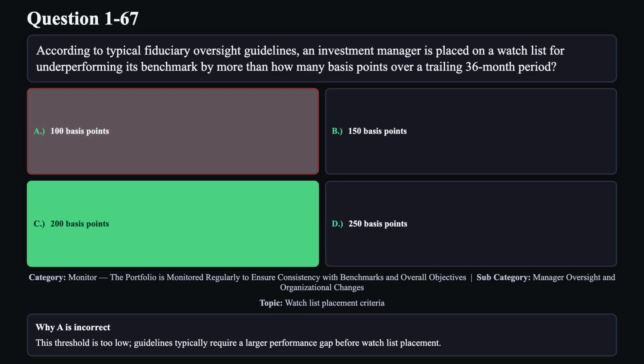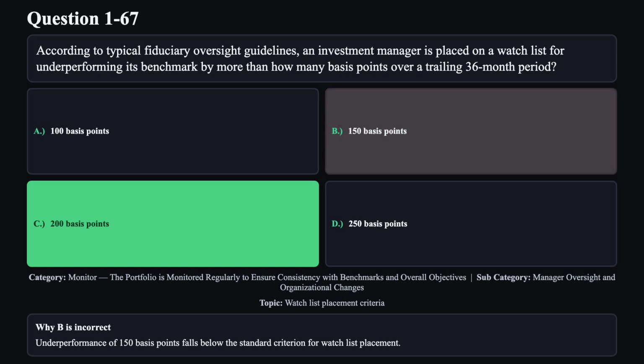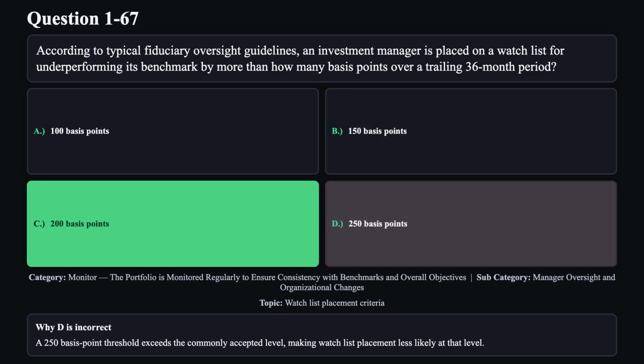Reason A is not correct. This threshold is too low. Guidelines typically require a larger performance gap before watchlist placement. Reason B is not correct. Underperformance of 150 basis points falls below the standard criterion for watchlist placement. Reason D is not correct. A 250 basis point threshold exceeds the commonly accepted level, making watchlist placement less likely at that level.